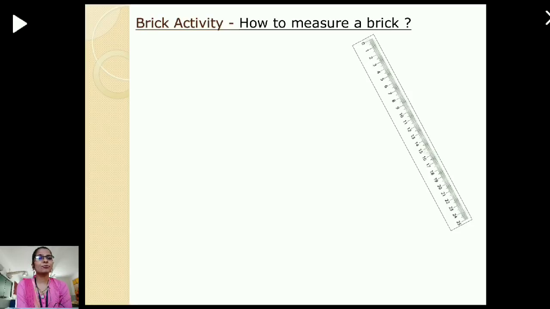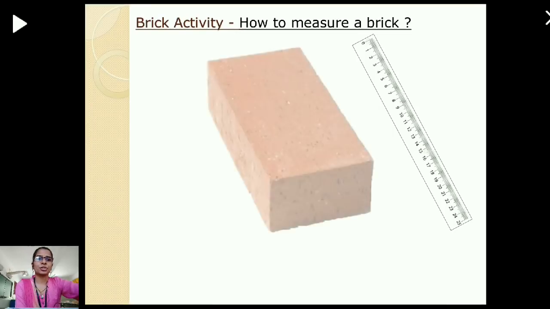So when I say different size, it means we need to measure the brick. Size can be how long it is, how wide it is, and how thick it is, or the height. Thickness we can also call height, how high it is. Now here I have shown you a ruler, that is a scale, which you also use when you draw a simple line in your notebook. Using this scale you can measure a brick.